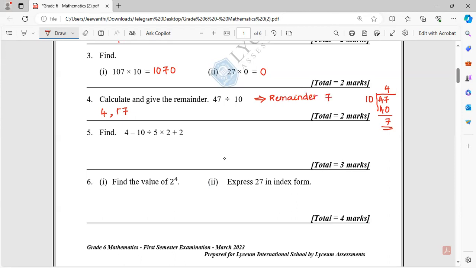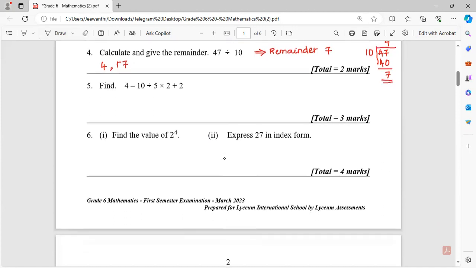I don't know what kind of answer will be there in the marking scheme. Therefore, I wrote the answer in both ways, right? So I wrote the answer and the remainder together, 4, remainder 7. And separately, I wrote the remainder because it is not clear that much what they are asking. Calculate and give the remainder. So whether they are asking only the remainder or the answer, sometimes you have the doubt. In that case, you can write the answer like this.